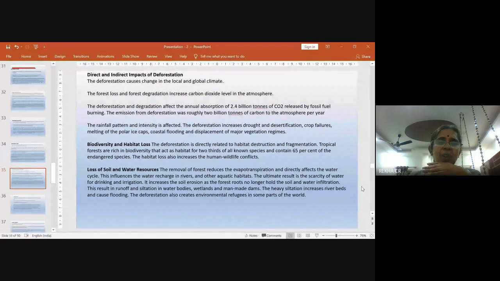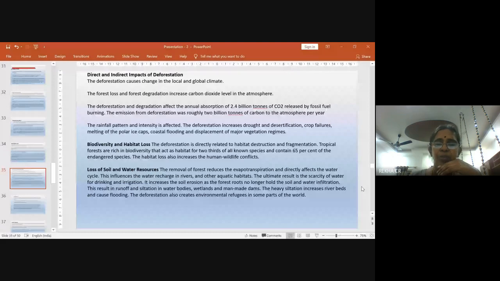The indirect effects are the habitat loss and loss of biodiversity. The deforestation is related to habitat destruction and fragmentation. So forests which are rich in biodiversity act as habitat for 2/3 of all the known species, and contain 65% of the endangered species. The habitat loss also increases the human-wildlife conflicts. So not only the loss of habitat and the biodiversity, but also the loss of soil and water resources.